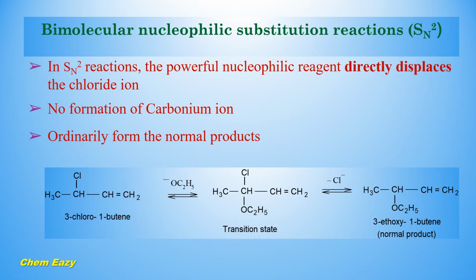In the case of SN2 reactions, a powerful nucleophilic reagent like sodium ethoxide is used, which directly displaces the chloride ion without formation of a carbonium ion. It means that unlike SN1 reactions, in SN2 reactions there is no formation of an intermediate carbonium ion, and at the end this produces the normal product, not the rearranged product. For example, 3-chloro-1-butene can produce 3-ethoxy-1-butene, which is a normal product, not the rearranged product.